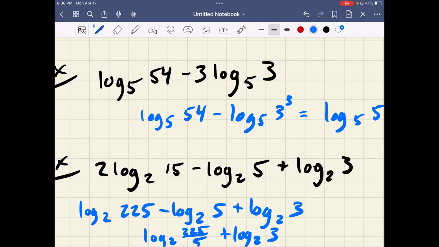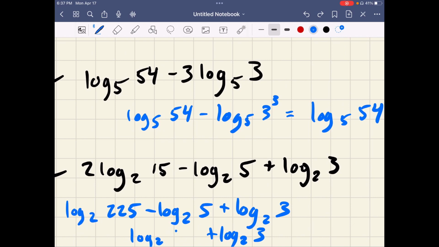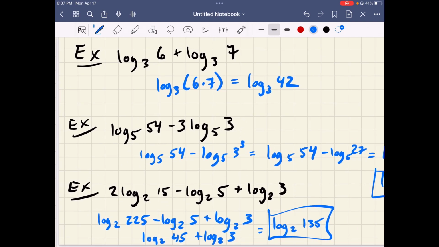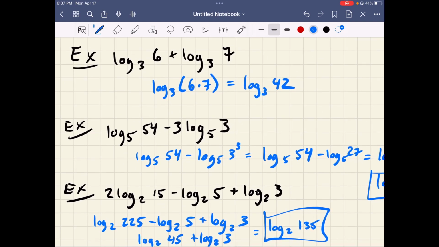But I know that 225 divided by 5 is 45, so I'm going to write 45 right here. Then I notice I have log base 2 and log base 2, so now I can use the addition rule. I'm going to take the 45 and the 3 and multiply them together, and that comes out to equal log base 2 of 135. And that right there is as simple as we can make it using our logarithm properties.